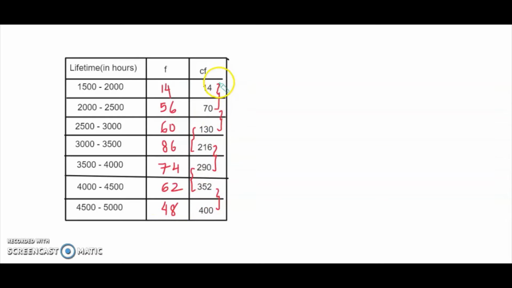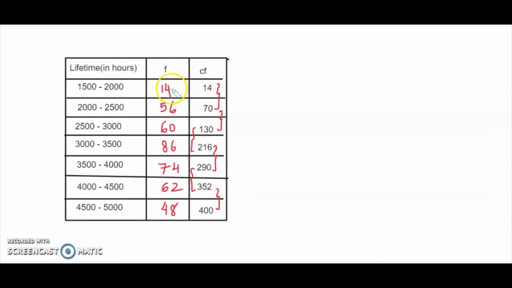So what are we doing? We are subtracting the first and the second CF value to get the second frequency. Then second and third, you get the third frequency. Third and fourth, when you subtract, you get the fourth frequency. Fourth and fifth subtraction gives us the fifth frequency. Fifth and sixth subtraction will give me the sixth frequency, and sixth and seventh subtraction will give me the seventh.